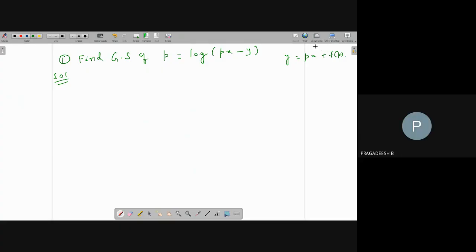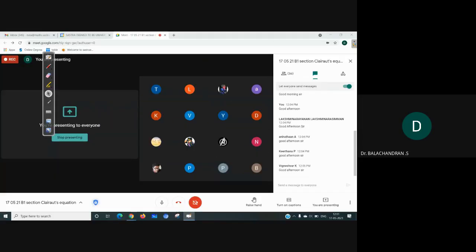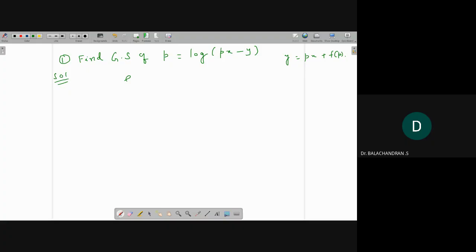Raising to the exponential, again exponential. Yes, correct, Pragadish, correct. So e power p equal to px minus y. Okay. So this implies y is equal to px plus function of p. So this is a Clairaut's equation.